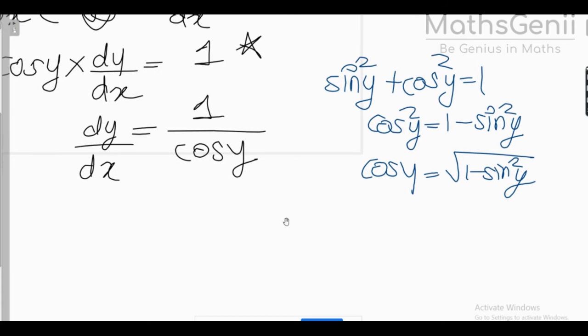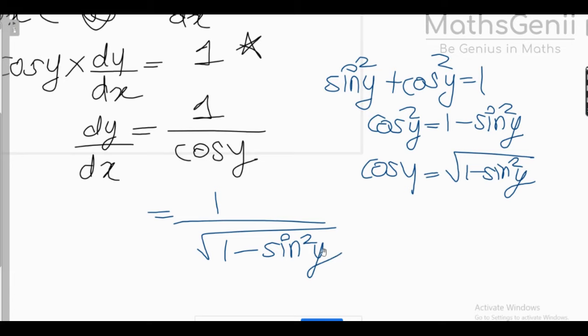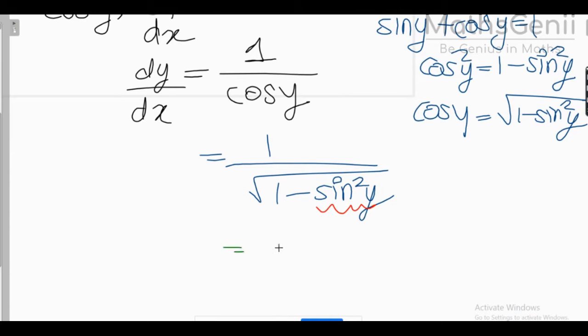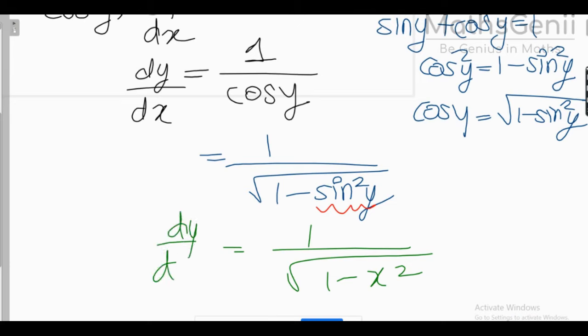So instead of cos y here, can I write root of 1 minus sine square y? Of course, why not? But what is sine y? Can I substitute sine y? Sine y is nothing but x. So instead of sine y, can I write x? Done. This is the derivative of sine inverse of x.